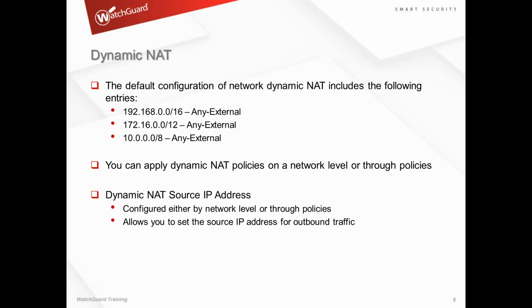You can also apply dynamic NAT policies on a network level or through the policies. When I talk about a network level, I'll show that to you. And again, for the sake of the majority of you out there, you're using Policy Manager, the Windows application, so I'll show that to you, as well as how to make these configuration changes on the web UI. So a dynamic NAT source IP address can be configured at a network level or through policies. It allows you to set the source IP address for outbound traffic.